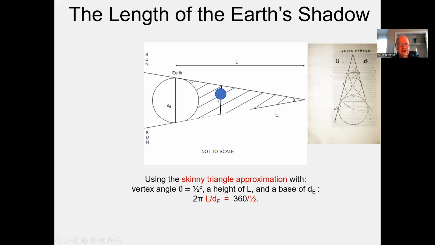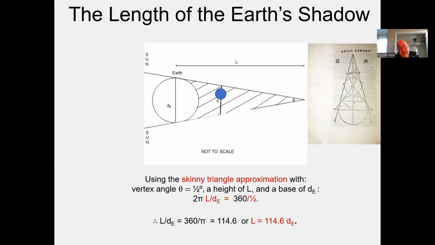The angle is to the whole 360 as the straight line distance, the diameter of the Earth, is to 2 pi L. And it's right here. That's what I just said. A half is to 360 as the diameter of the Earth is to 2 pi L. And we can go ahead and calculate L over D, which gets a number. 360 over pi gets a number, 114. And so L is 114 times larger than the diameter of the Earth.